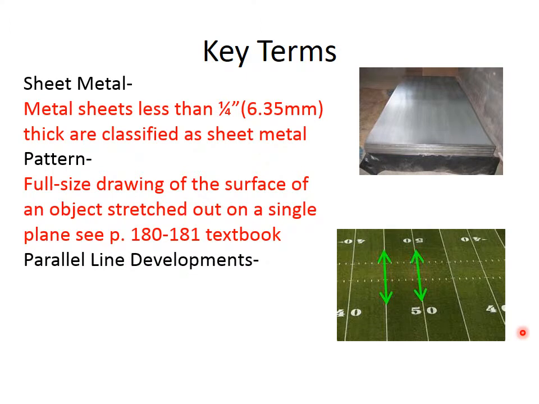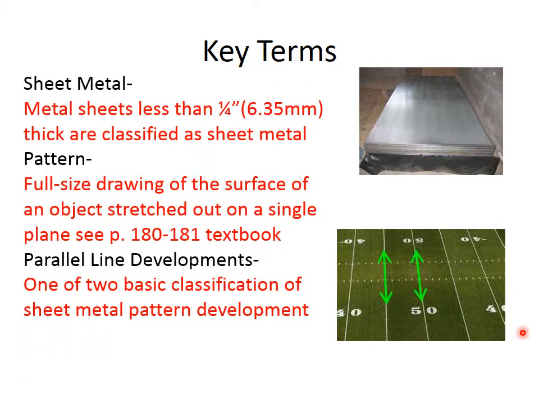Now the main type of layout you're going to do on your projects is called parallel line development. The picture over here is just trying to get you to recognize what parallel lines are. Parallel lines are lines that are an equal distance apart and will never intersect. This is one of the basic classifications of sheet metal pattern development.